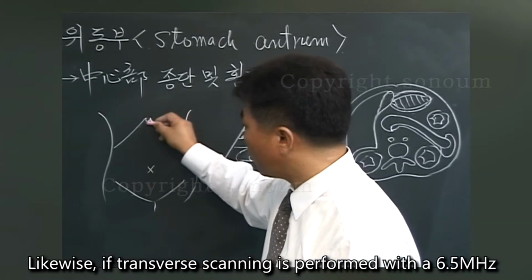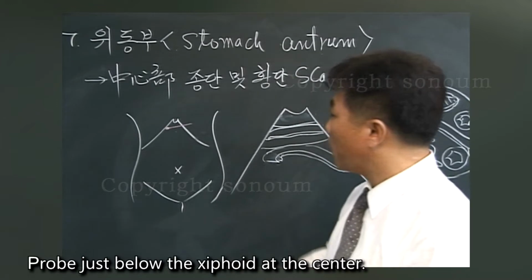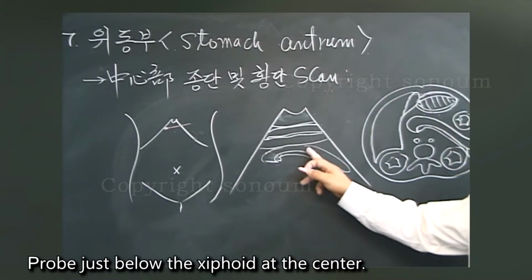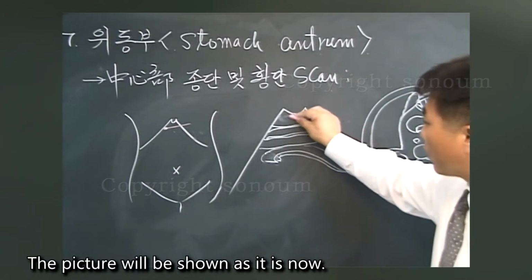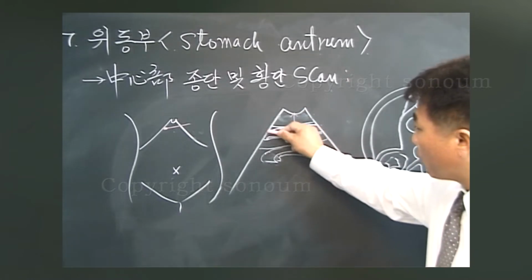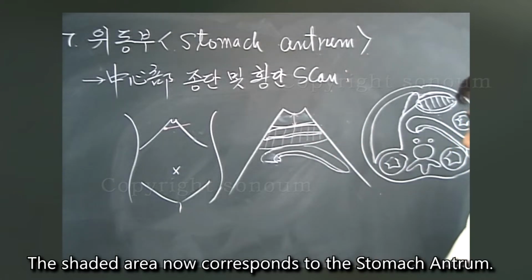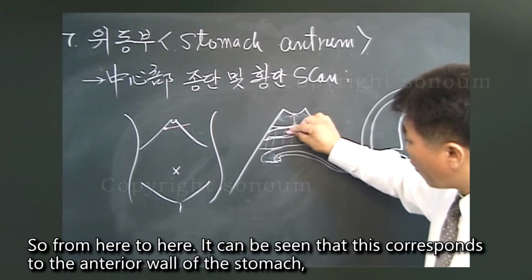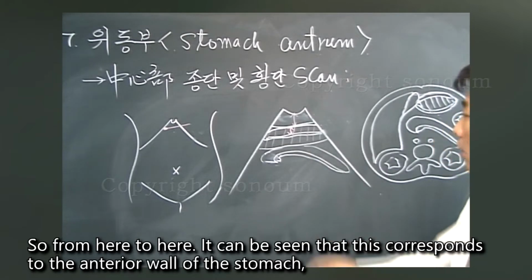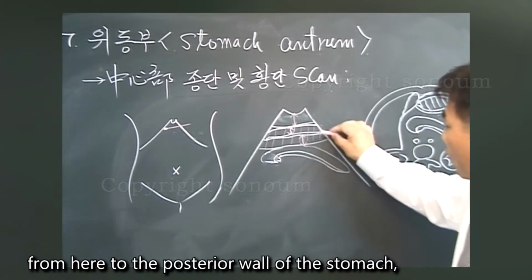Likewise, if transverse scanning is performed with a 6.5 MHz probe just below the xiphoid at the center, the picture will be shown as it is now. From here to here is the abdominal wall. The shaded area now corresponds to the stomach antrum. So from here to here, it can be seen that this corresponds to the anterior wall of the stomach, from here to the posterior wall of the stomach.